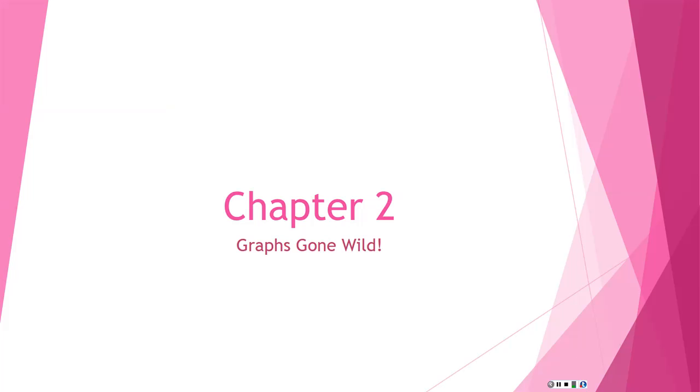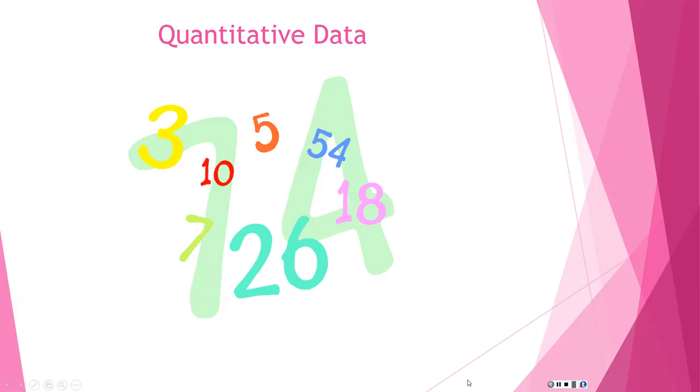Okay, so graphs gone wild. Chapter 2 is all about graphs. There are two kinds of data. This is the review part: quantitative data, which we already know about, and qualitative data, which we also know about. Quantitative data is numbers.